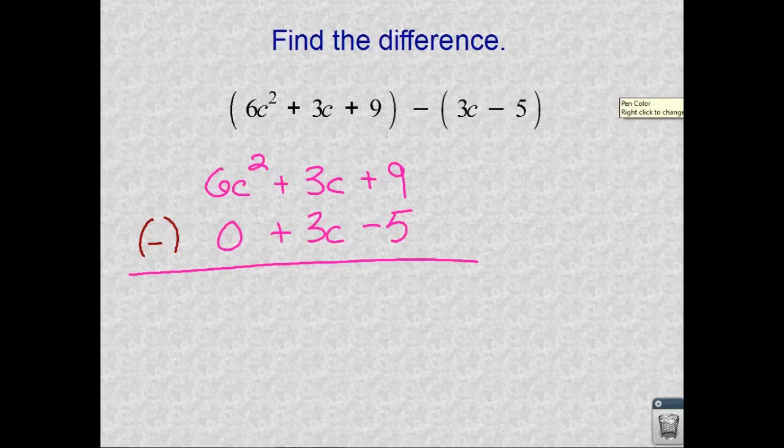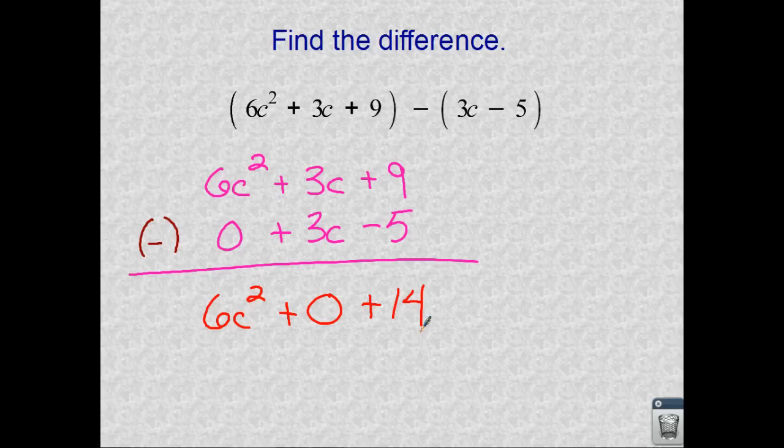So 6c squared minus 0, 6c squared. 3c minus 3c is 0, so I don't need to put anything in there. If you want to hold a place for it, I'll throw it in there and then I'll simplify that later. 9 minus negative 5 is really saying 9 plus 5, which is a positive 14. Now in your answer, you don't want a 0. That just kind of looks silly there. So the final answer would be 6c squared plus 14.